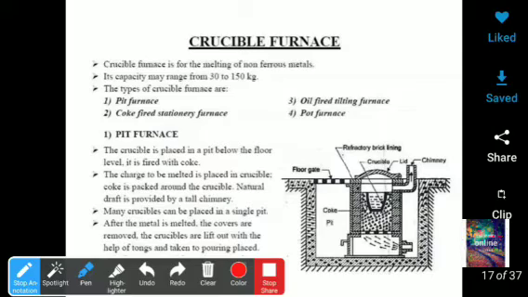So the main important point is that it can withstand very high temperatures. Crucible means it withstands very high temperatures, necessary to melt glass, metal, pigment, and some laboratory materials also. Right? So here its capacity is 30 to 150 kg. Whereas the types of crucible furnaces are pit furnace, coke-fired stationary furnace, oil-fired tilting furnace, and next one is pot furnace. Right.